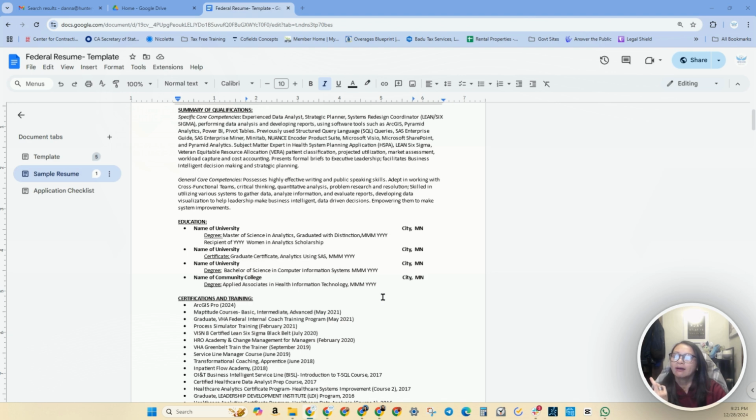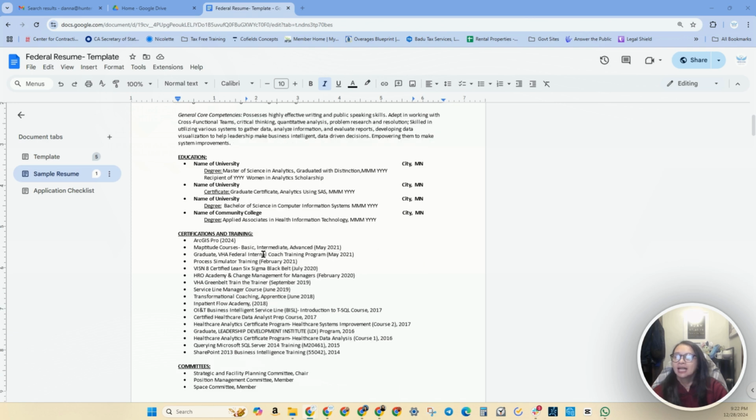Education, if you have multiple degrees, highlight them here. If you don't have them, that's fine. Just put down what you have already attained. I put the name of the university, either a certificate or degree. If you didn't complete it, I wouldn't put a date. Just put down the degree that you tried to attain, and then the city and state where the university is located. Most of my education was online. Any type of certifications and training that you've done, I would put at least the last 10 years.